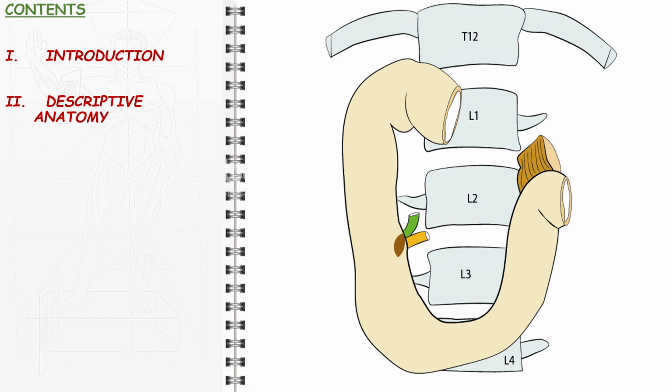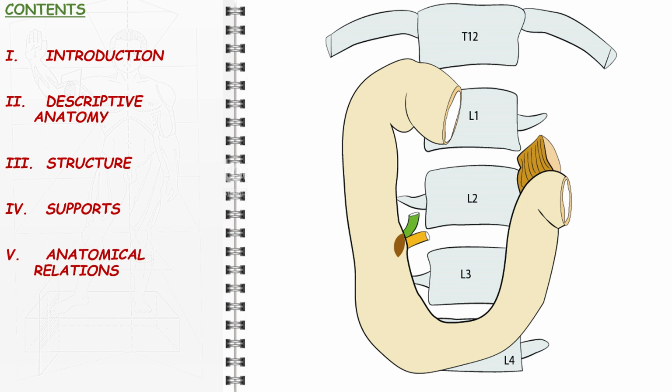Next, we will take a closer look at the layered structure of its wall that follows the general structure of the gastrointestinal tract wall with some special features. Moreover, we will enumerate the supports of the duodenum as the most fixed portion of the small intestine. Then, we will explore the rich anatomical relations of the duodenum, including intraperitoneal and retroperitoneal organs. Afterwards, we will proceed to describe the blood and nerve supply and lymph drainage of the duodenum before summarizing.